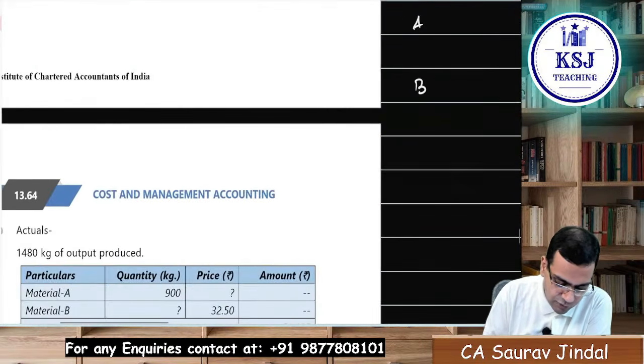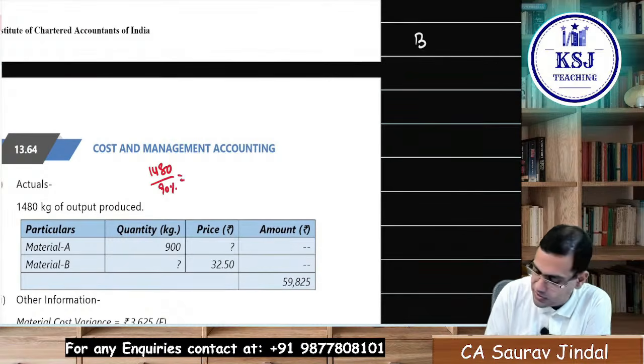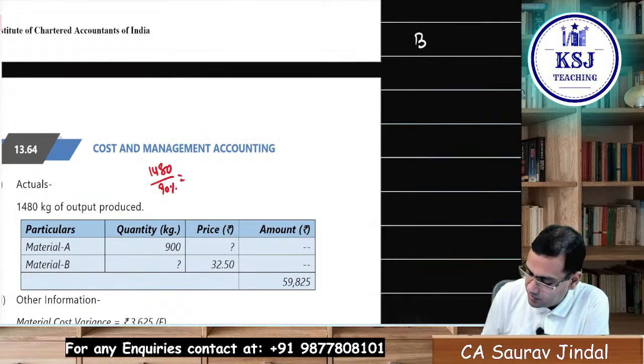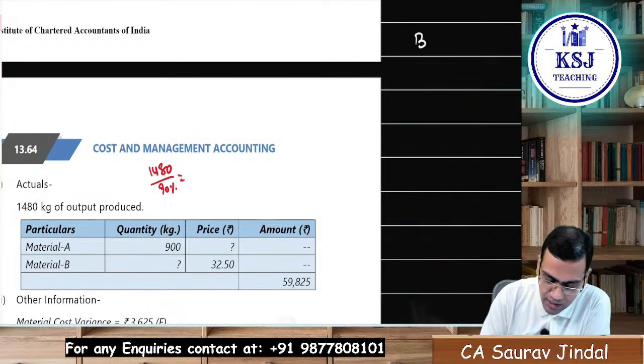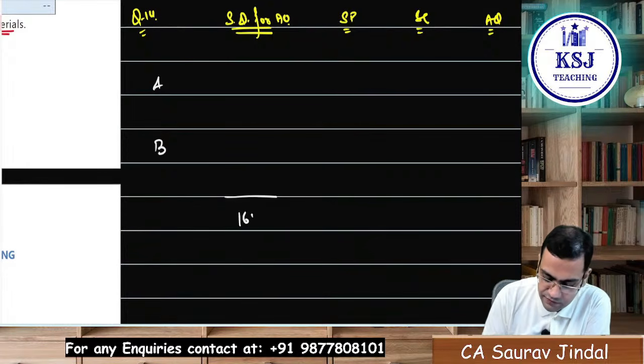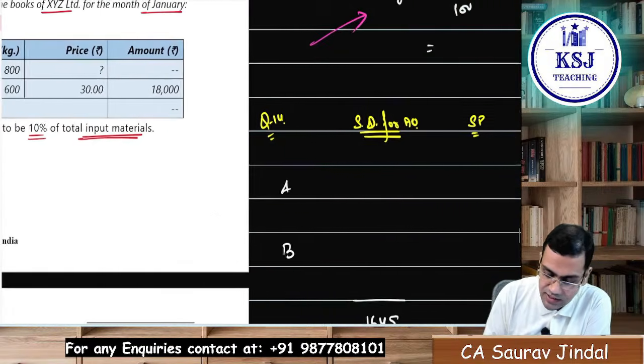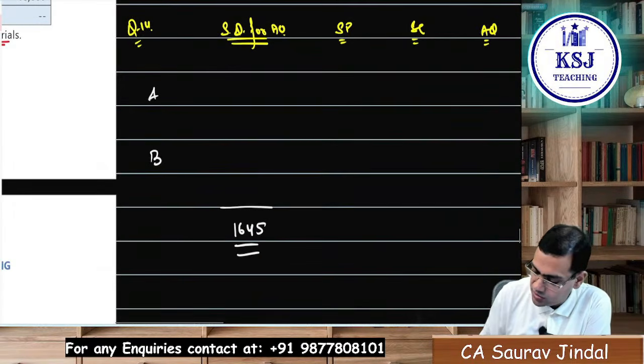What is this? 1480, and 10% is the loss that is given. 1480 divided by 90%, that comes to 1645. Right? So the total here will be 1645. It will be distributed in which ratio? That is 8:6 or 4:3.